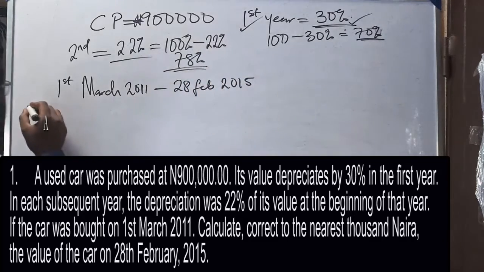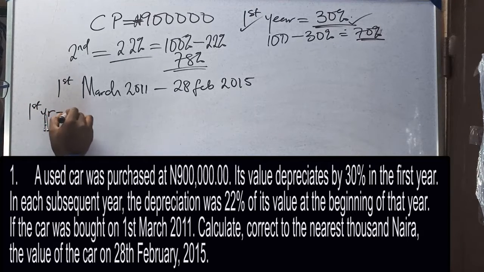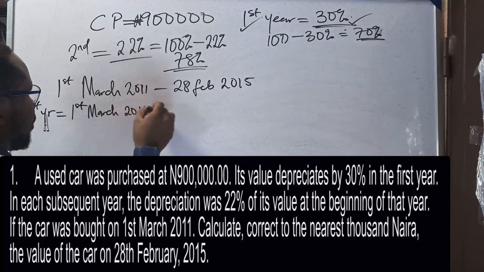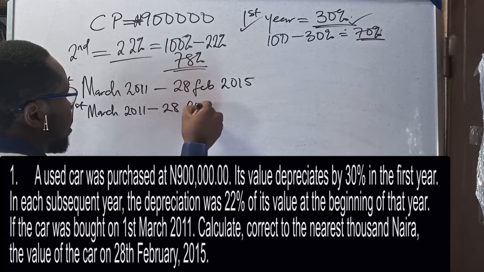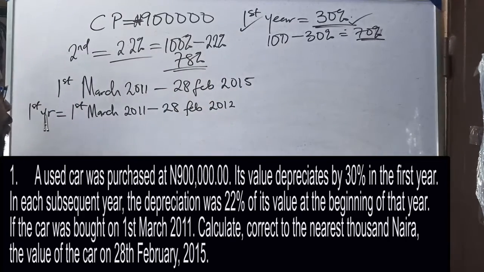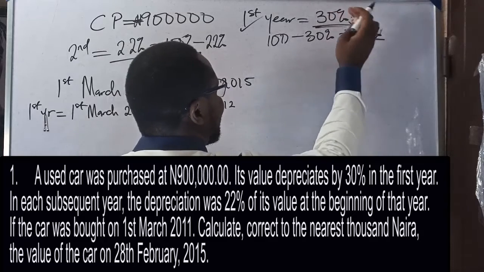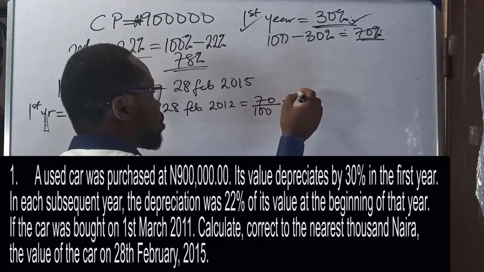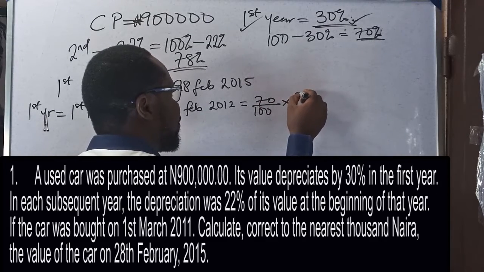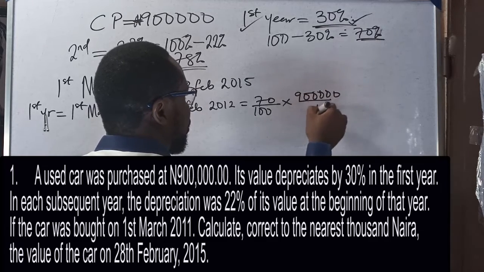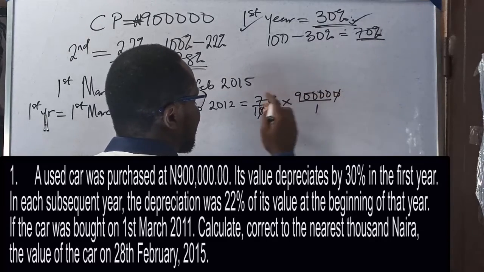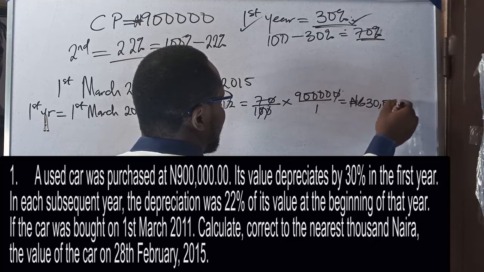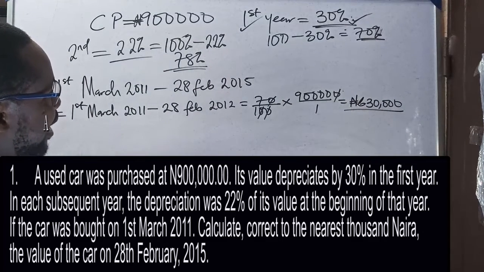Let's go for the first year. Of course, our first year will be from 1st March 2011 to 28th February 2012. Of course, they told us that first year depreciation is done at 30%, which the residual value will be 70 over 100 times what? Times the original value of the car, which is 900,000 all over 1. Cancel this and this for this and this. 7 times this will give us that the value of the car at the end of the first year is what? 630,000 naira.